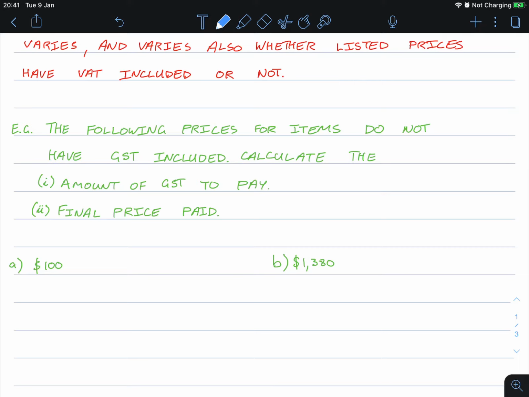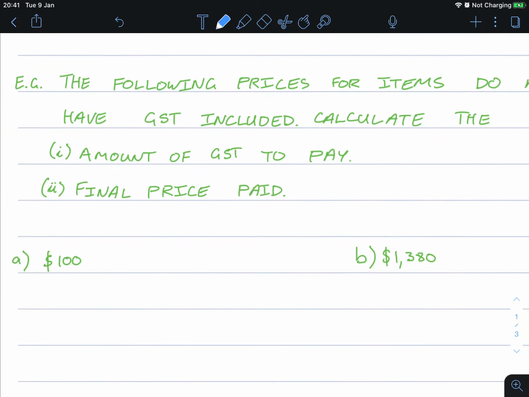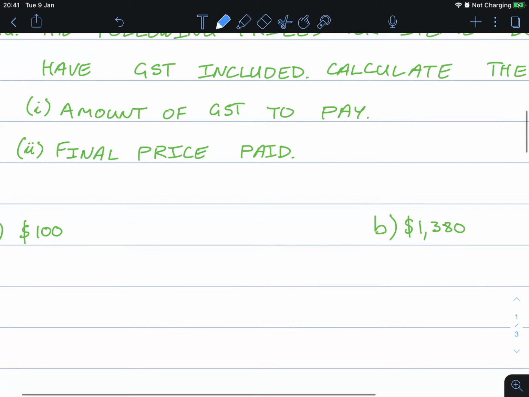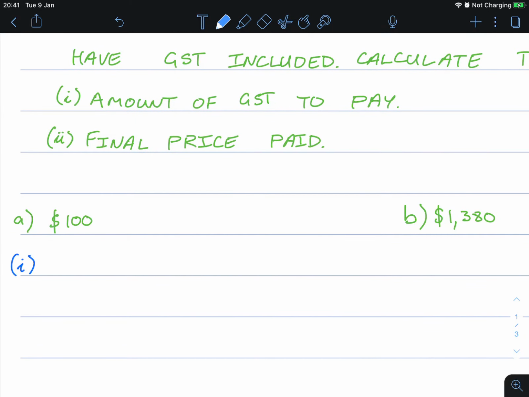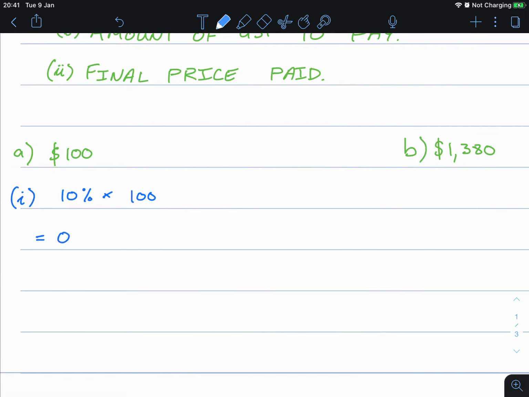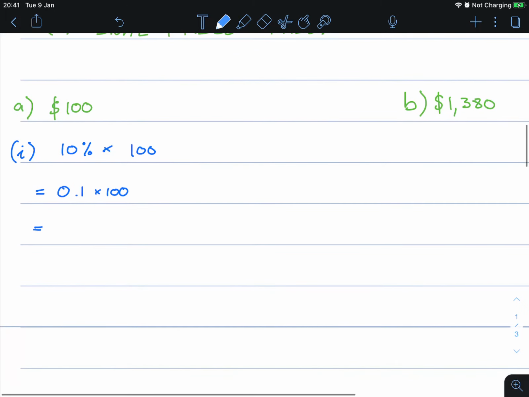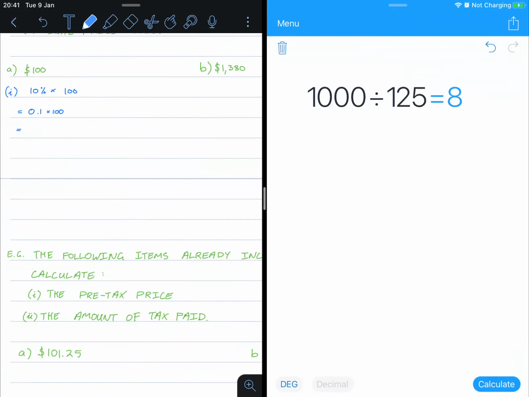The following prices for items do not have GST included. Calculate the amount of GST to pay and the final price paid. Well, to find how much GST is paid, we just need to find 10% of the amount here. So part 1. Let's find 10% times 100. This is simple as 0.1 times 100. You can use a calculator for this. I'll do it alongside you with a calculator.